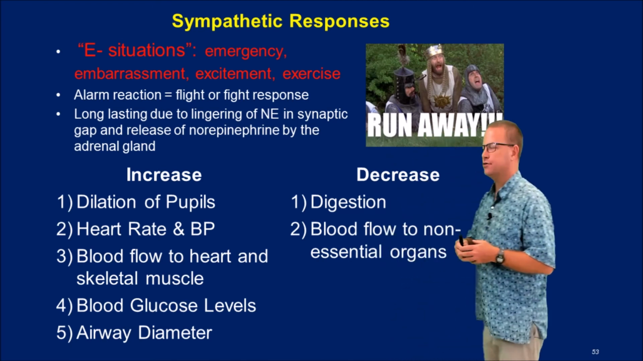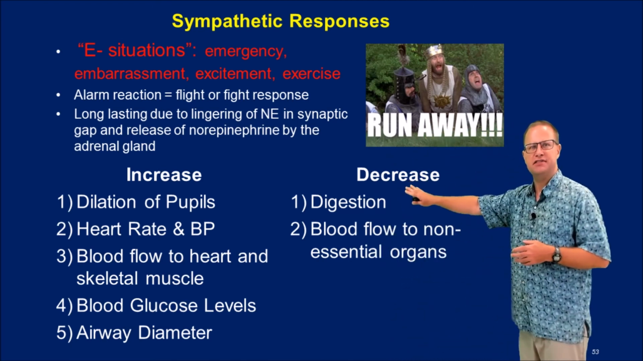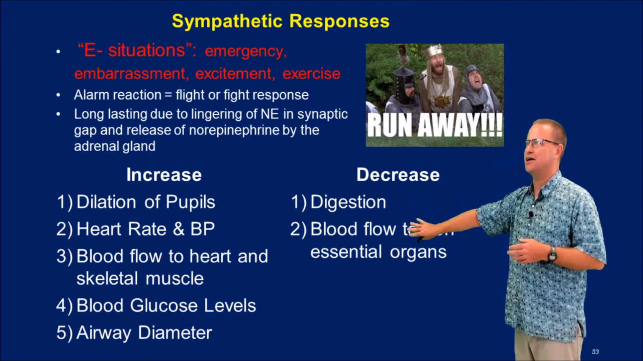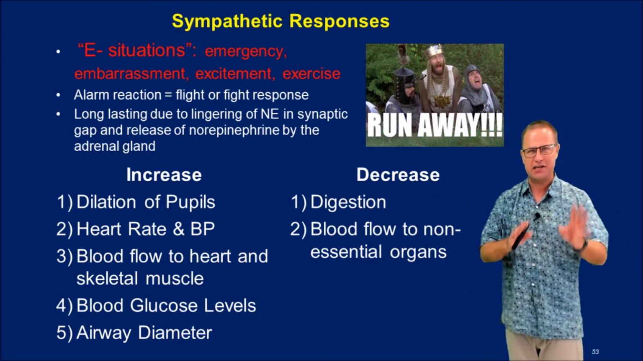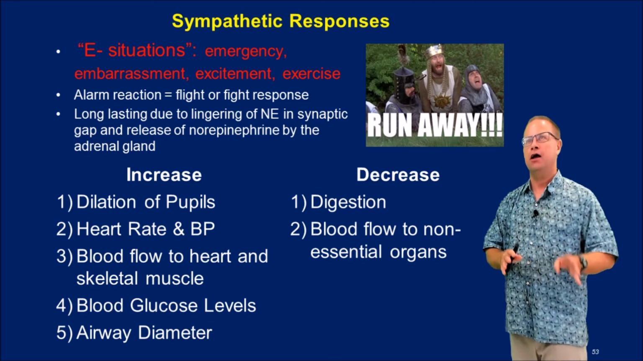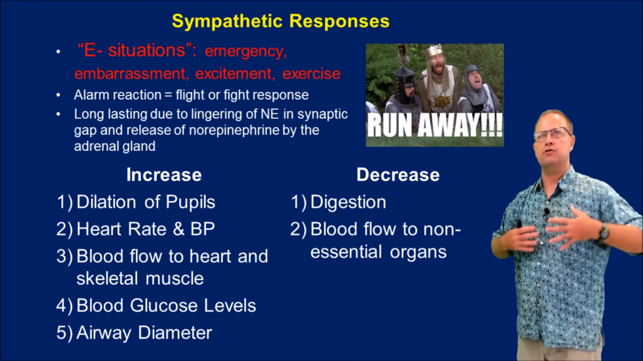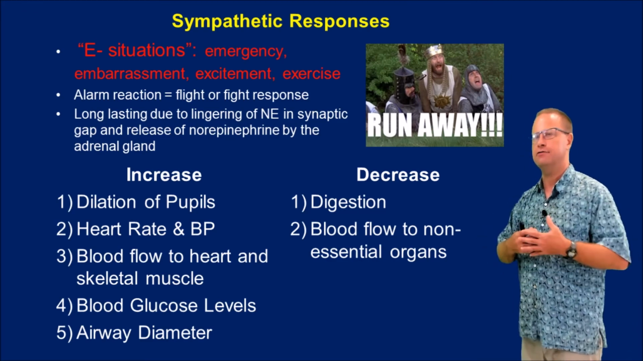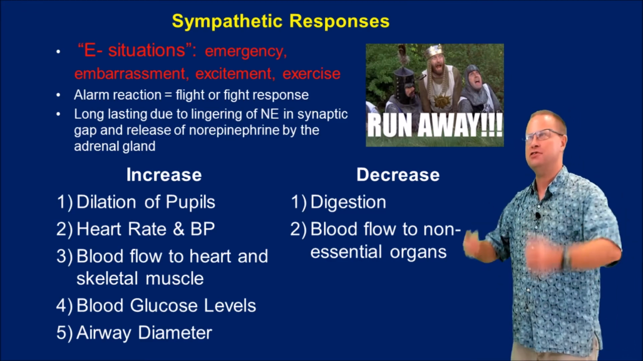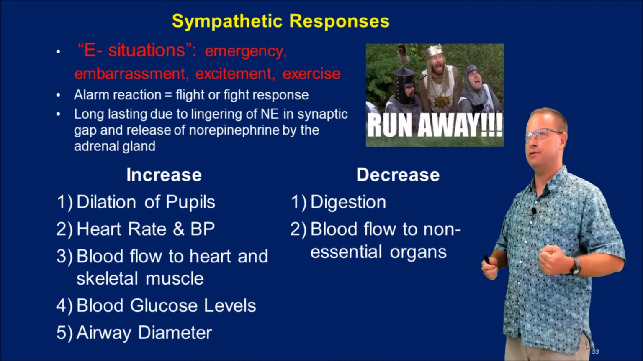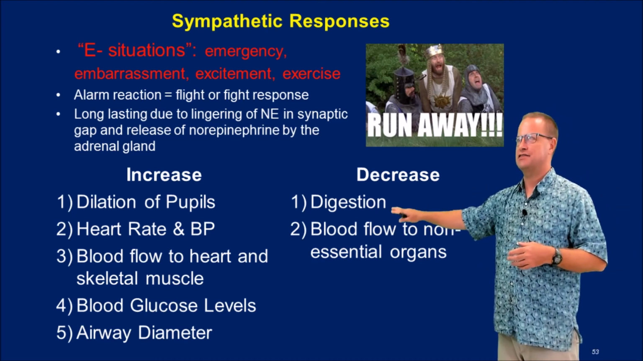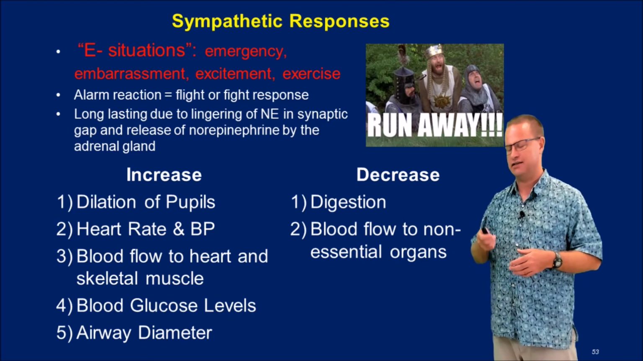Now, what does it decrease? Well, sympathetic nerve impulses decrease digestion, and they also divert blood flow away from non-essential organs. So if you're getting chased by a saber-toothed tiger, we really aren't concerned about how quickly you're digesting things. So we basically shut down blood flow to the stomach and so forth. And so as a result, if you're doing something that involves a lot of sympathetic nerve impulses, like even heavy exercise, it's very hard to digest things, and you can actually get indigestion pretty easily.